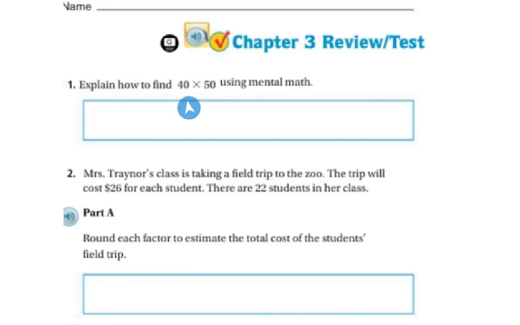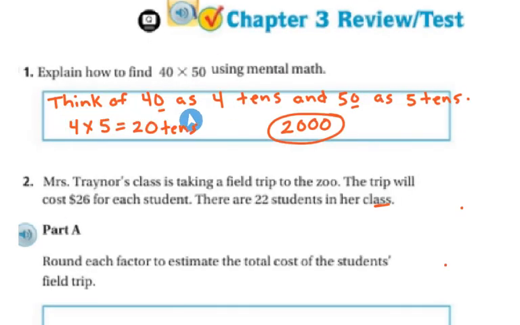Number 1, explain how to find 40 times 50 using mental math. Well, if I think of 40 as 4 tens and I think of 50 as 5 tens, 4 times 5 is 20, but it's 20 tens, right? So I have 1, 2 zeros. So I'm going to need 2 more zeros in my answer, which is 2,000.